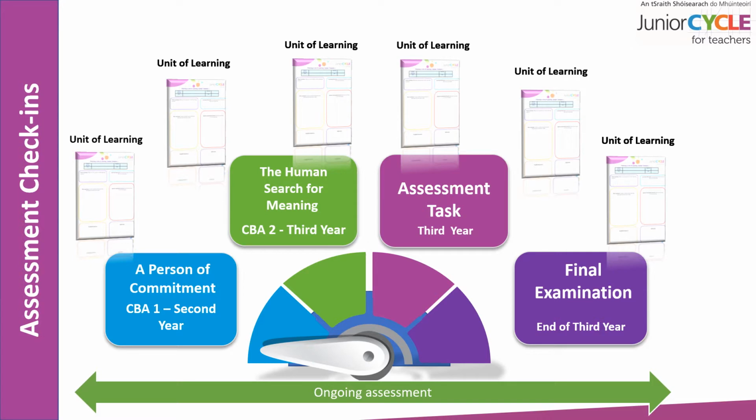Students also continually have other assessment opportunities across 3 years through units of learning. Junior cycle religious education is built around units of learning. Units of learning encompass a number of learning outcomes or partial learning outcomes. In the previous part, we presented a unit of learning exploring charity and Islam. CPA 1 happens in 2nd year and CPA 2 happens in 3rd year.